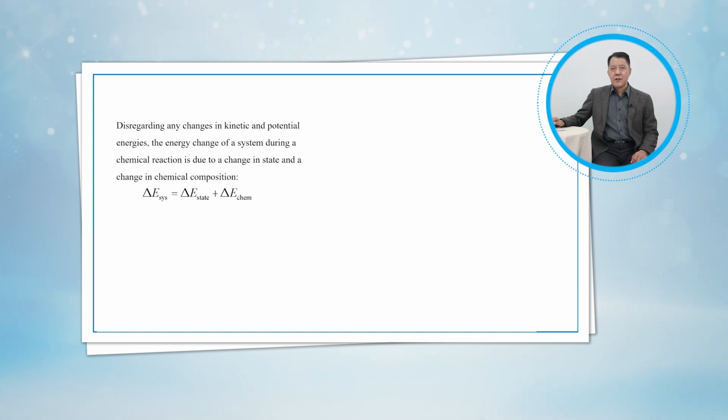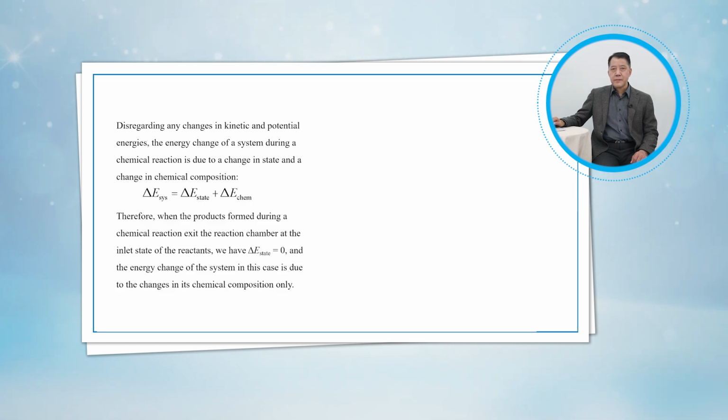Assuming the atoms of each reactant remain intact and disregarding any changes in kinetic and potential energies, the energy change of a system during a chemical reaction is due to a change in state and a change in chemical composition. That is, therefore, when the products formed during a chemical reaction exit the reaction chamber at the initial state of the reactants, we have delta E state equals 0, and the energy change of the system in this case is due to the changes in its chemical composition only.